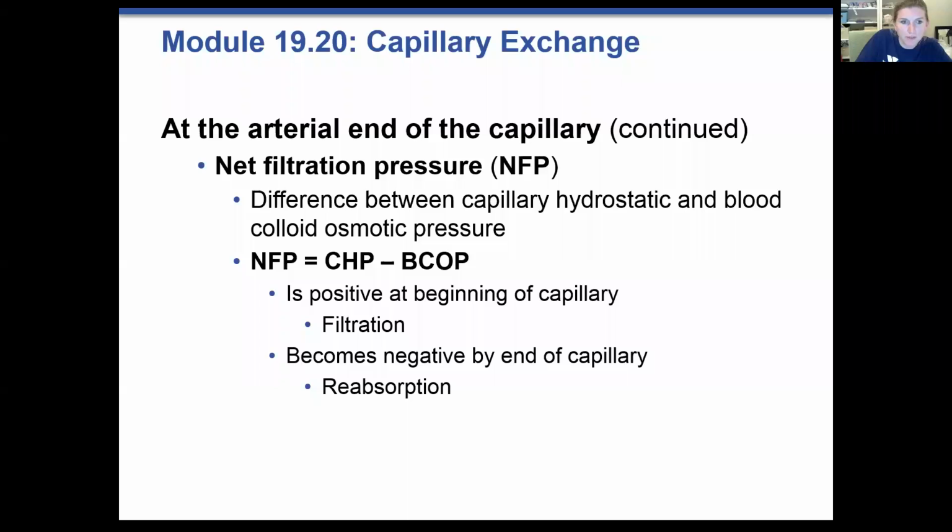So let's go back to our PowerPoint. We were just talking about net filtration pressure. Net filtration pressure, in a nutshell, is the difference between your capillary hydrostatic pressure and your blood colloid osmotic pressure. It's basically going to determine the direction of movement. Is stuff coming into the capillary or leaving the capillary? So the net filtration pressure is positive at the beginning of the capillary on the arterial side, and that's where filtration is dominating. And then as that blood goes through the capillary, it becomes negative. In other words, reabsorption occurs.